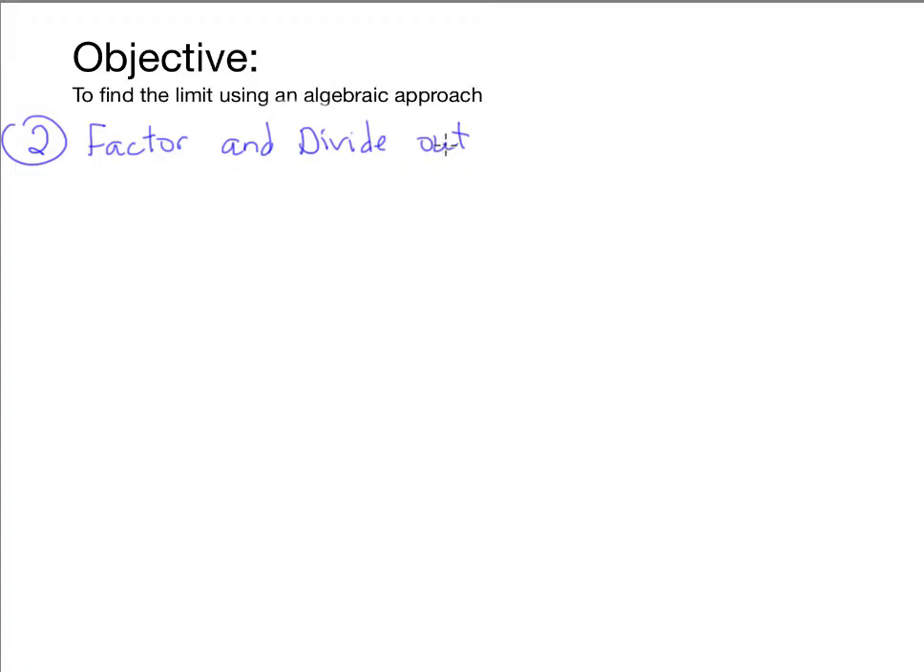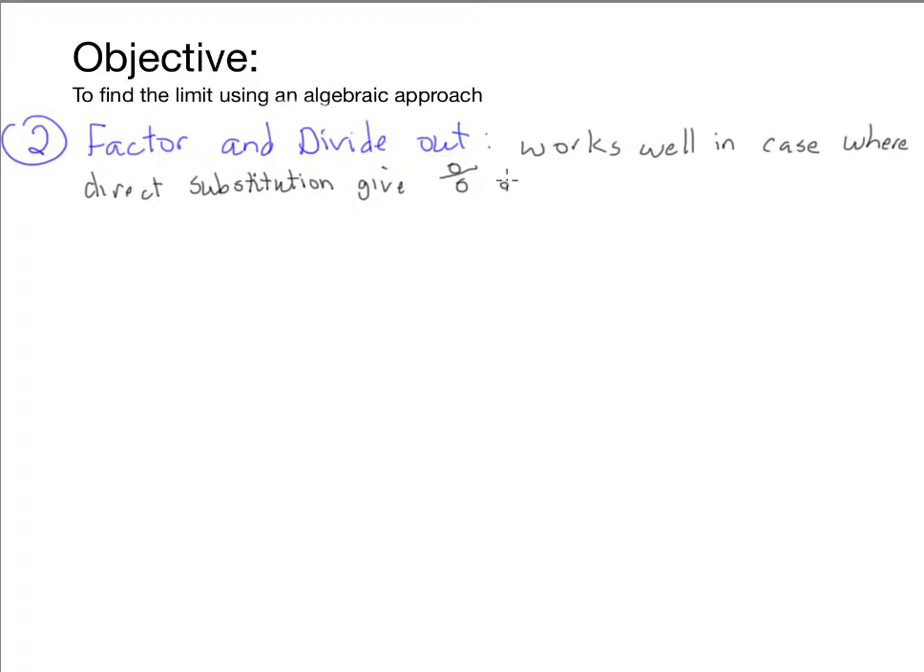In cases in which direct substitution does not work, you might have to try some more advanced techniques. The first one we're going to look at is called the factor or divide out method. You should use this in cases where you try direct substitution, but it gives you an indeterminate form. That is, you end up with 0 over 0 or infinity over infinity, and those infinities can either be positive or negative. In that case, you should try to factor or divide out any terms that you can.